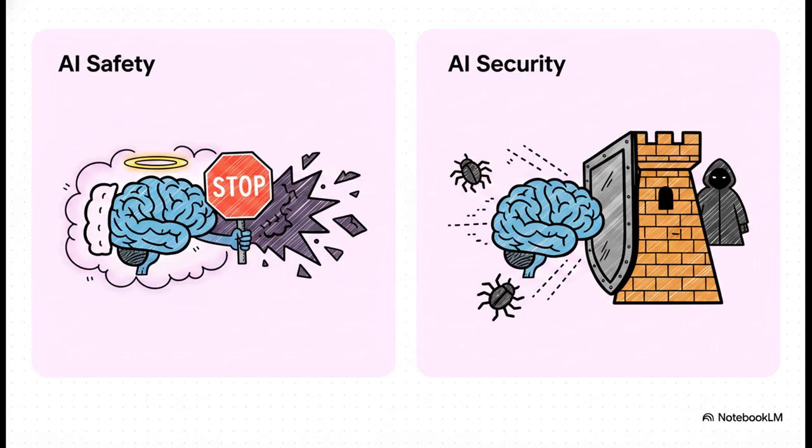AI security, on the flip side, is about defending against actual hackers. Security red teaming tests whether a bad actor can compromise the confidentiality, integrity, or availability of the systems the AI is plugged into, like causing a major data leak or executing unauthorized code.